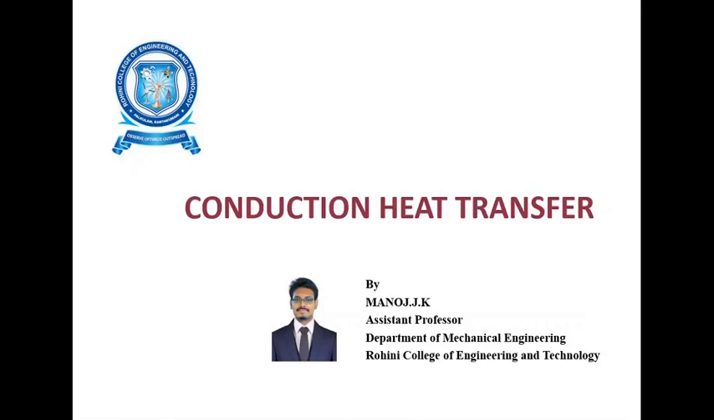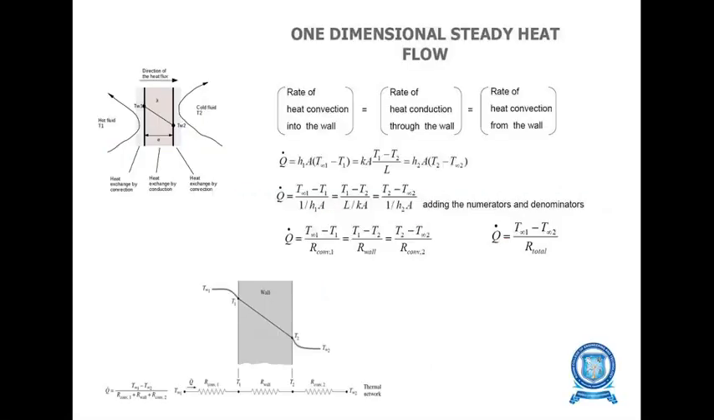In the last part, we have discussed conduction heat transfer, one-dimensional steady state in a plane wall. And in this chapter, we are going to discuss the multi-layer or composite wall. In the previous part, we discussed the combined conduction and convection characteristics of a plane wall.